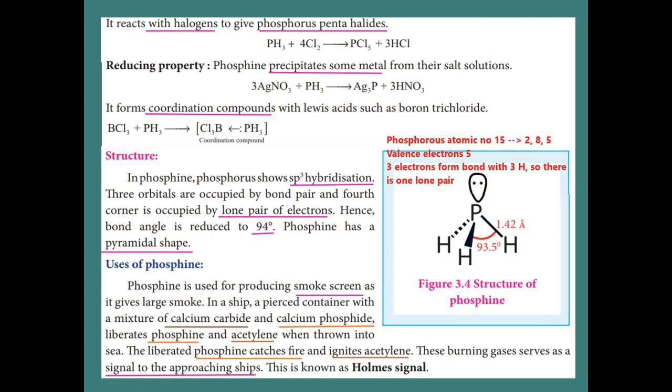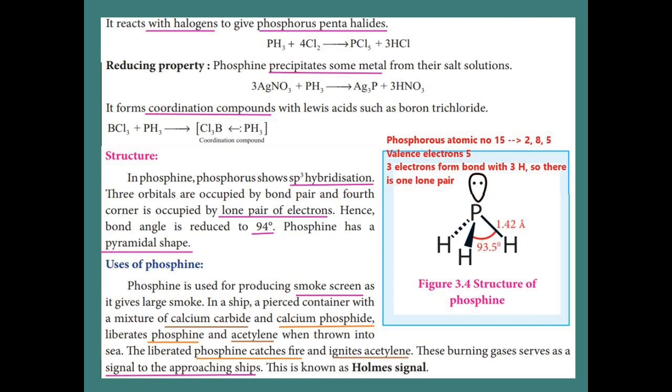Now the structure of phosphine. Phosphine hybridization is sp3 and it contains a lone pair of electrons, so because of the lone pair of electrons, the bond angle is reduced to 94 degrees. It has a pyramidal shape because of this lone pair of electrons.